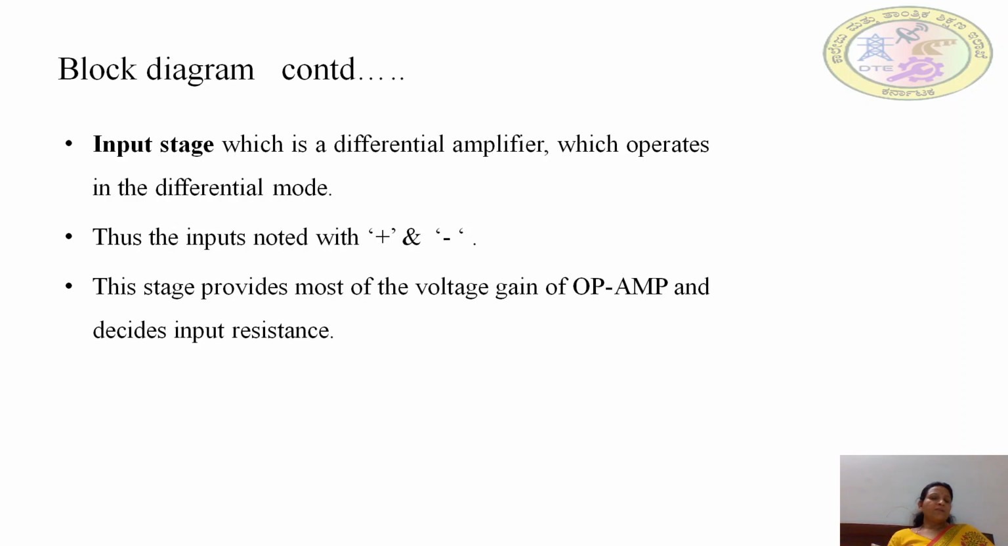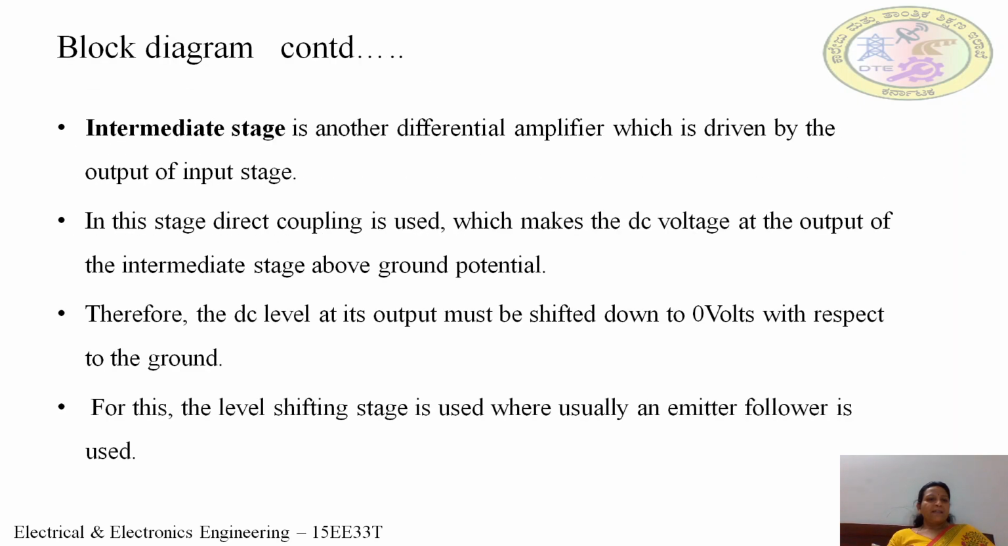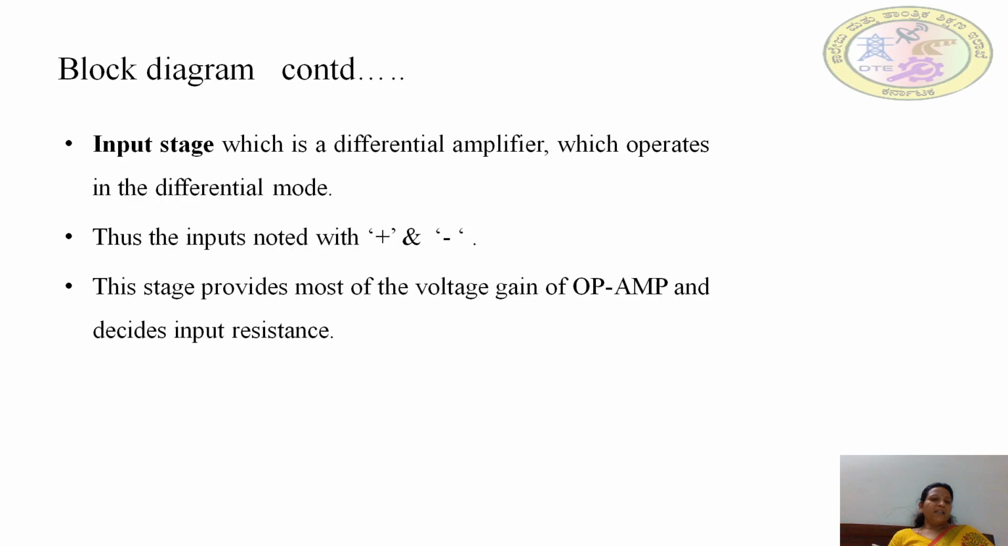The different input modes, we will discuss later. As of now, concentrate on the input stage, which consists of a differential amplifier which operates in the differential mode. The inputs are noted with plus and negative. This stage provides most of the voltage gain of the operational amplifier, and it also decides the input resistance of the operational amplifier. What the input resistance is, we will discuss when we study the characteristics.